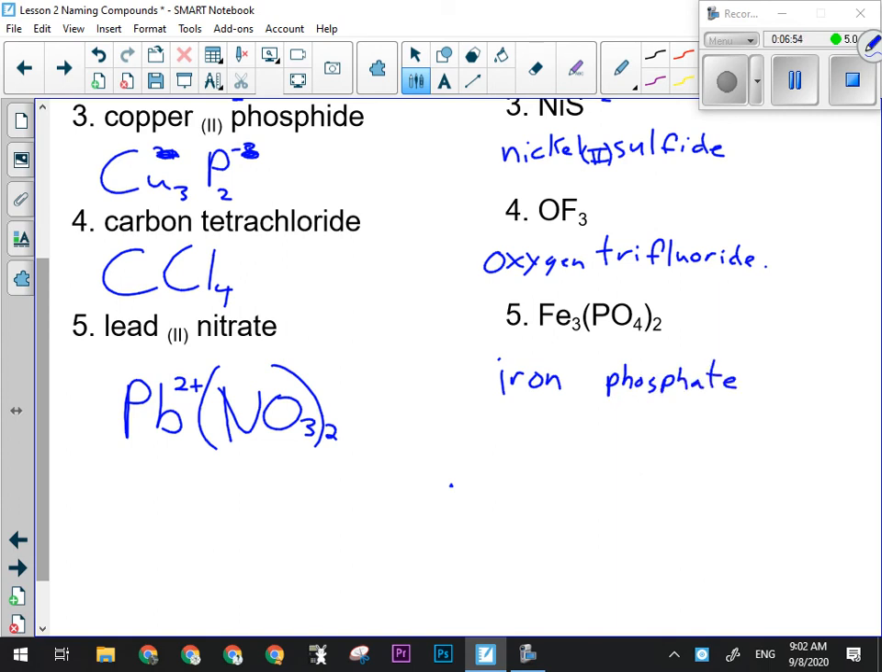Okay, do I need a Roman numeral? Yes, I do. Iron has more than one possible charge, so I look to my non-metal, which in this case is phosphate. Its charge is -3. So how many negatives do I have in total? 6. So if I've got 6 negatives, I've got to get 6 positives from 3 iron. So each iron must have a charge of 2. 6 divided by 3 is 2. So iron(II) phosphate is the name of that one, and that's as hard as the naming will get.